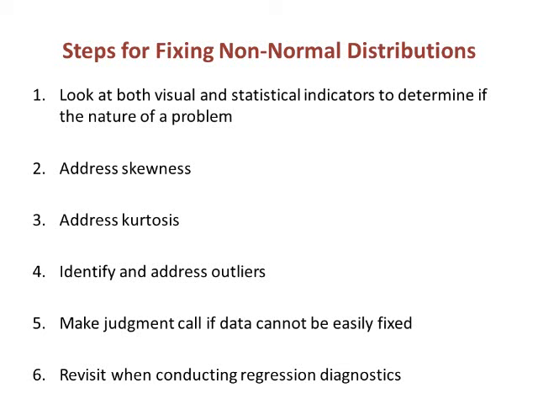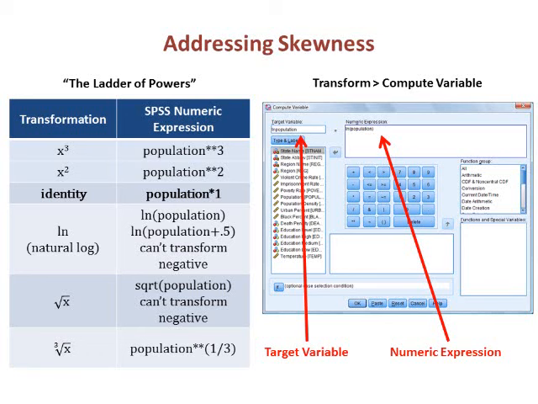It is possible that these different measures do not agree with each other, so we have to make a judgment call. I sometimes say that statistics is more like art than science, and this judgment call is one of the places where the artistic side of statistics appears. To fix skewness, we transform the data.